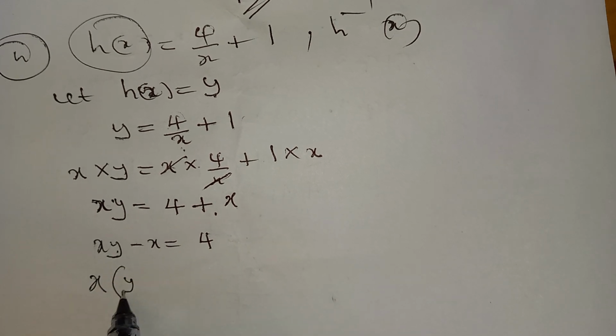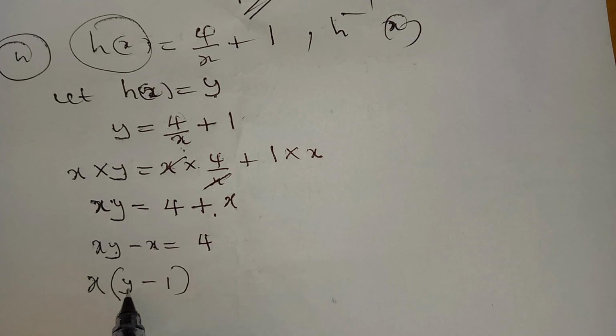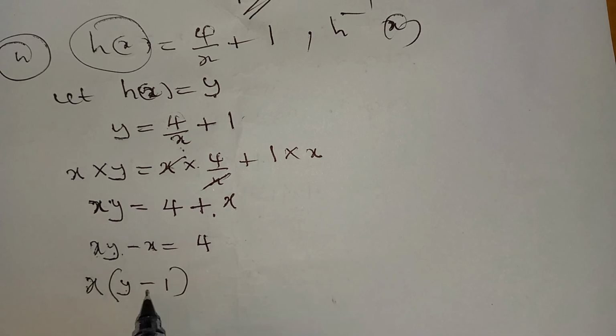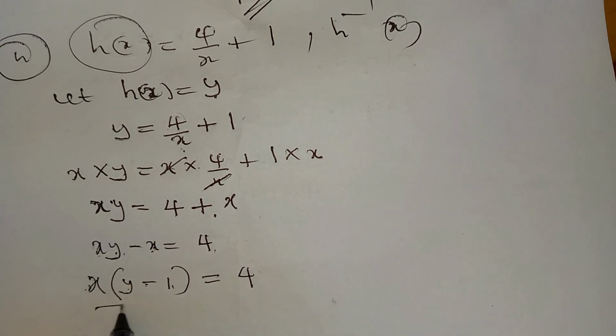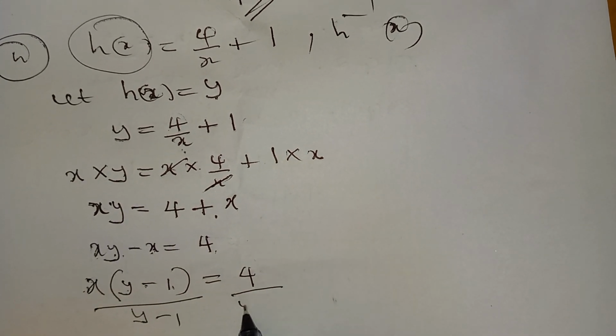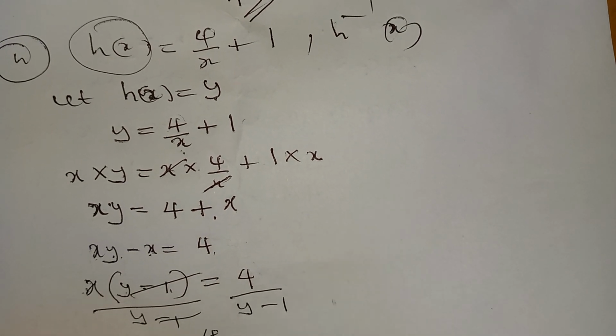Here we're going to remain with y, then there you are going to have 1, so we say x times y, we're going to have xy, then x times negative 1 is going to be negative x, then you equate it to 4. Now how do we remain with x on one side? We divide by what is in the brackets, then x is equals to 4 over y minus 1.